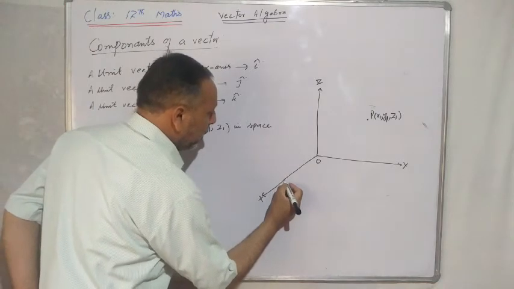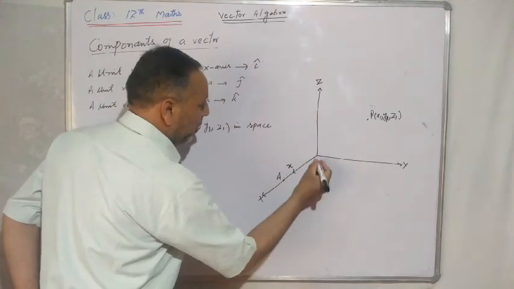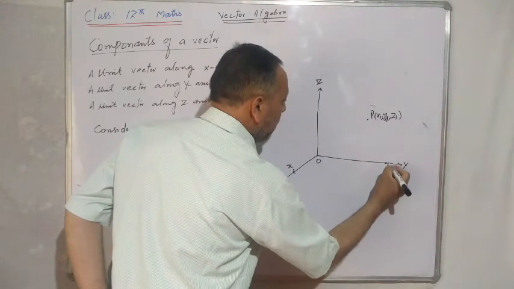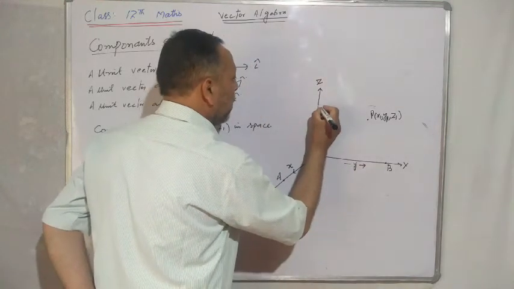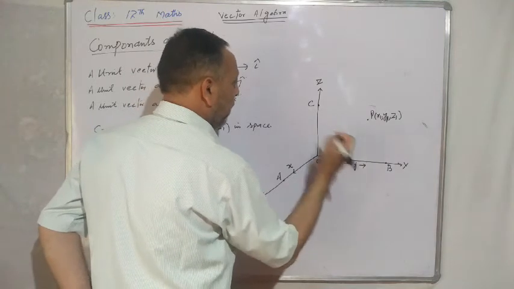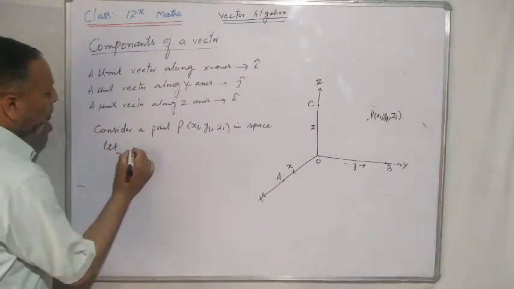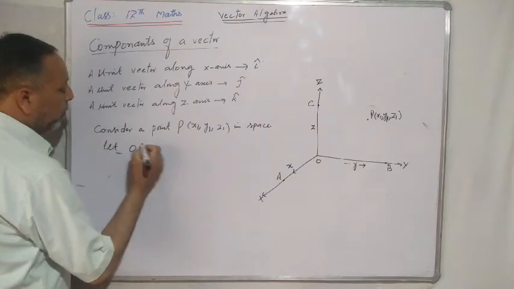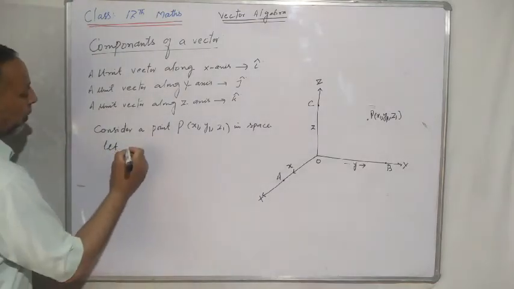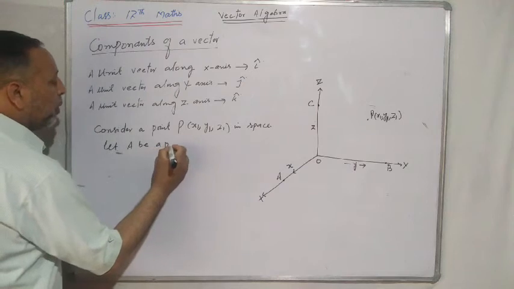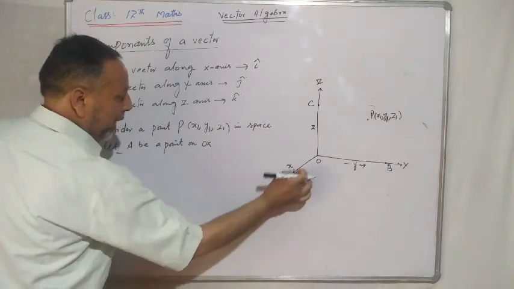Now, let me take a point A at length x from the origin, a point B at length y from the origin, and a point C at length z from the origin. Let A be a point on OX at length x.